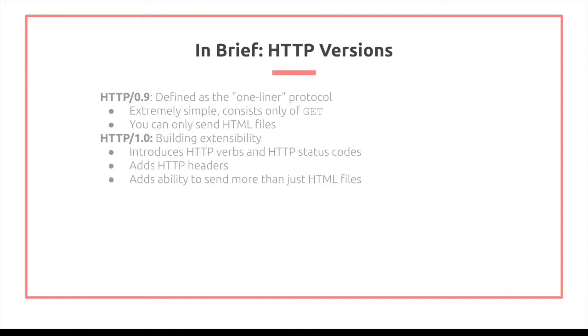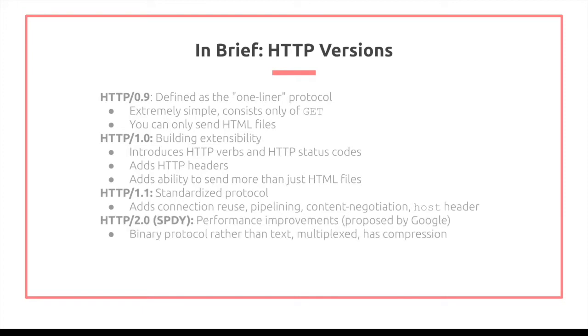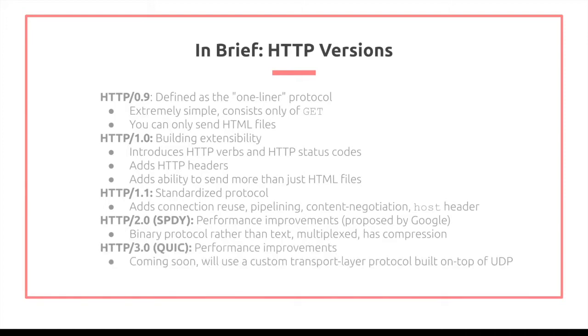HTTP 1 introduces HTTP verbs, status codes, headers, and the ability to send more than just HTML files. Then there's HTTP 1.1, the first standardized protocol, which adds a series of features such as connection reuse, pipelining, content negotiation, and the host header. Then we have HTTP 2, which is primarily a performance increase and built upon Google's proposed SPDY protocol. And lastly, we have the upcoming QUIC protocol from HTTP 3, which provides further performance improvements.